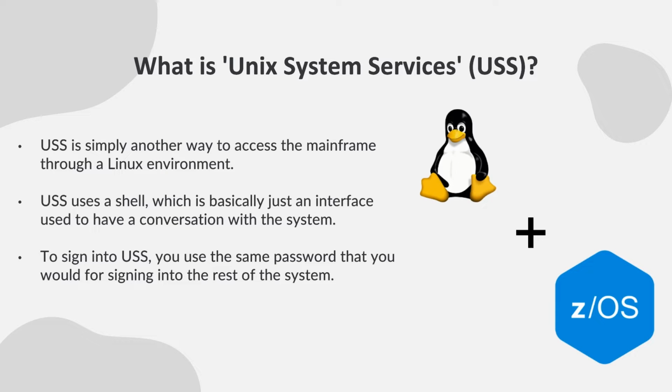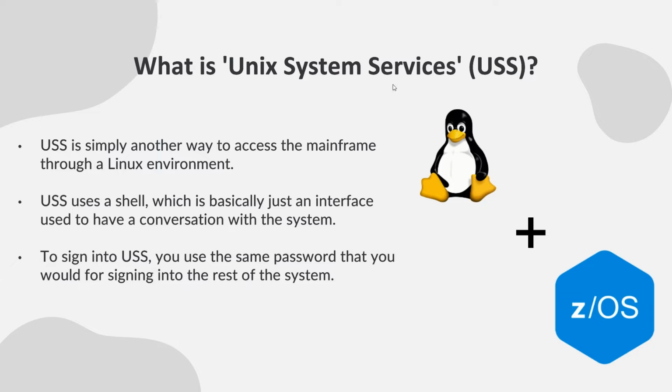All right, Unix System Services. So what is Unix System Services? Well, we've been using VS Code. That is one way to access the mainframe, right? Unix System Services is simply another way to access the mainframe, but you get to do it through a Linux environment. So if you're a terminal wizard, with Vim and all these cool sudo commands, then this is for you.